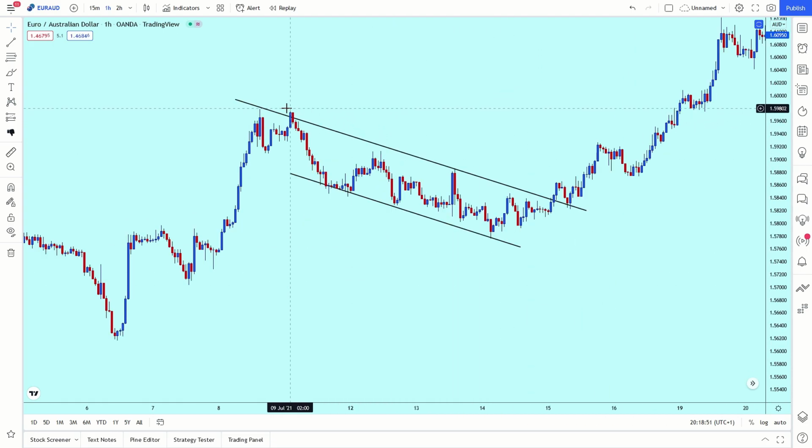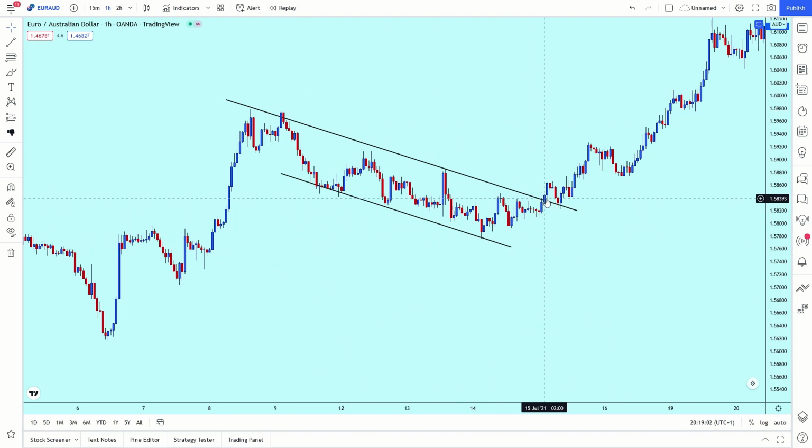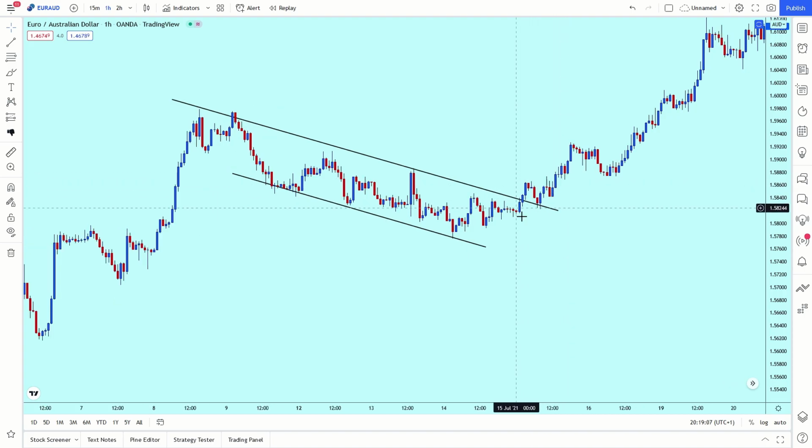Here is another example of a bullish flag. We have these two parallel trend lines. They connect lower highs and lower lows. Price then broke this upper trend line and retested it. This time the retest occurred and price continued to go up.